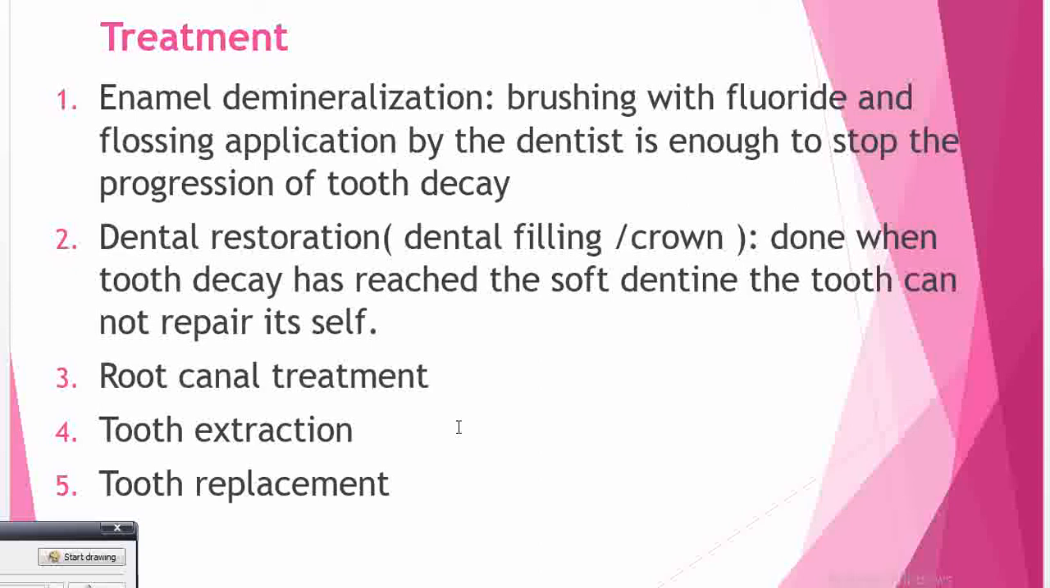So tooth extraction, we just remove it completely, surgically, with the help of local anesthesia like lidocaine, and then that is that. Then we can have tooth replacement, but we don't replace teeth with natural teeth; instead we replace the tooth with prosthetic teeth, or maybe just say artificial ones.